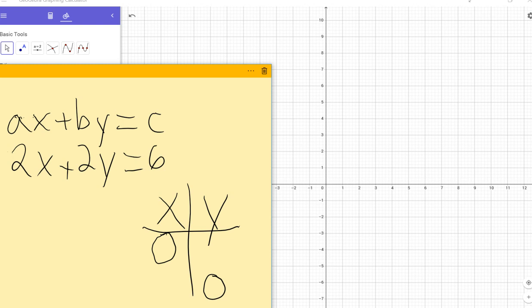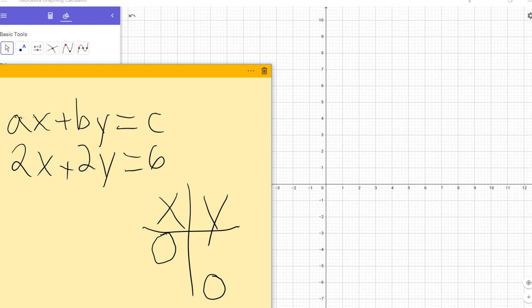I know that's a different thing to understand because we haven't done that yet, but all you're doing is figuring out the x-intercept, when it's crossing the x-axis. When it crosses the y-axis, that's when x is 0. When it crosses the x-axis, that's when y is 0. This is what that looks like.